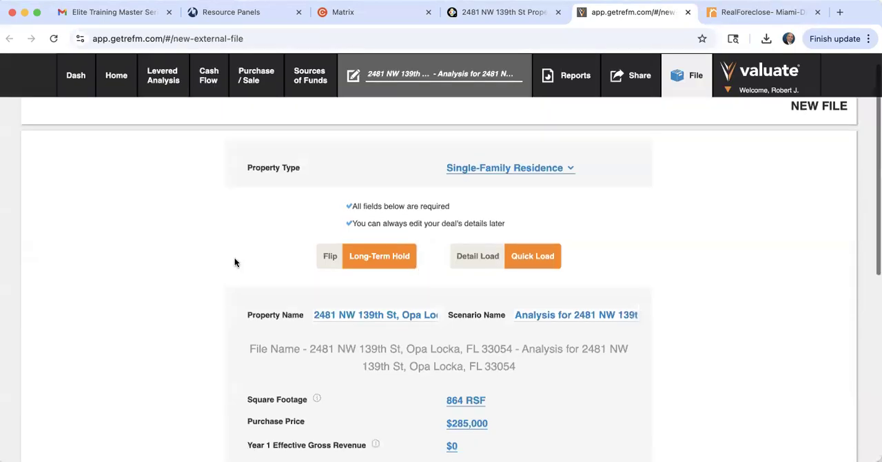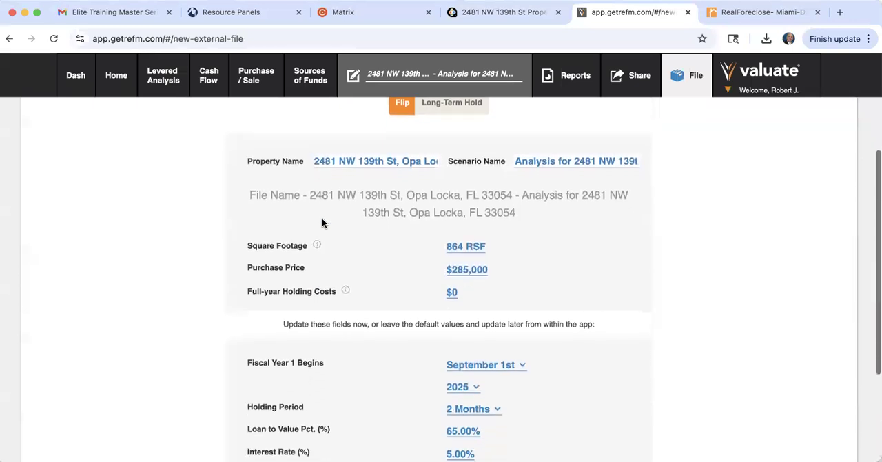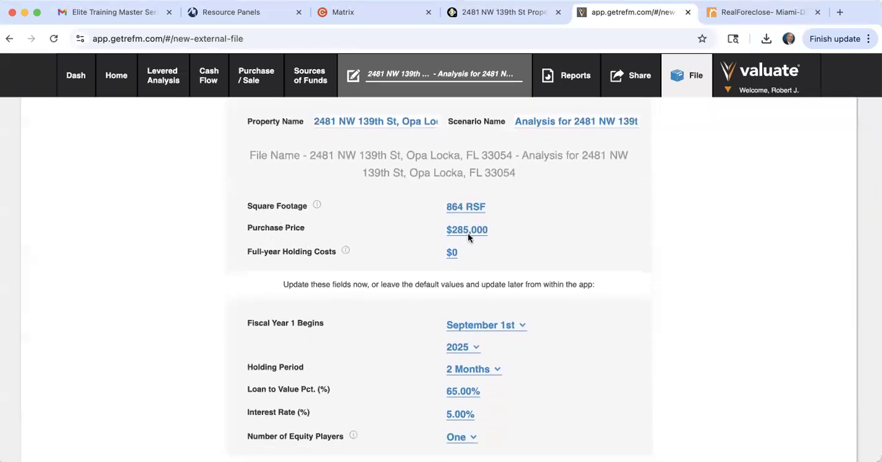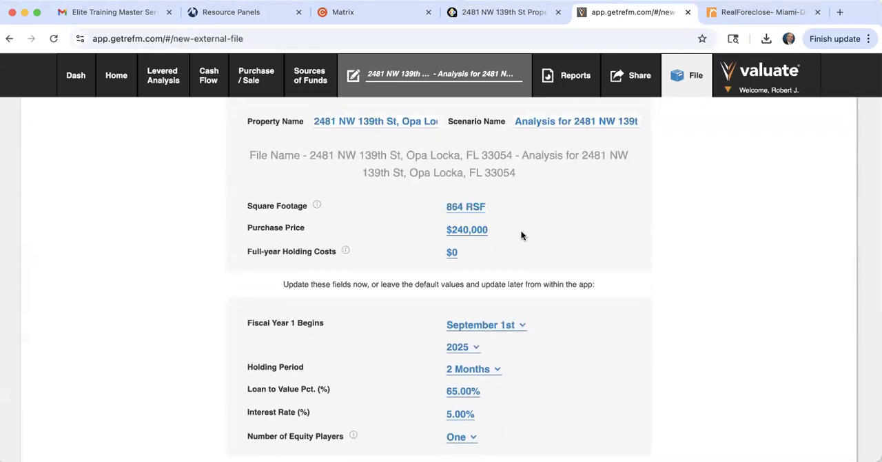We are running a flip scenario, so we're going to click on flip. Later on in class, we're going to learn how to run a long-term hold rental income scenario. So let's go with the flip scenario. We are purchasing the property for, let's say, 240. I had mentioned 230, but let's go with 240. And we need to determine what the full year holding cost is.